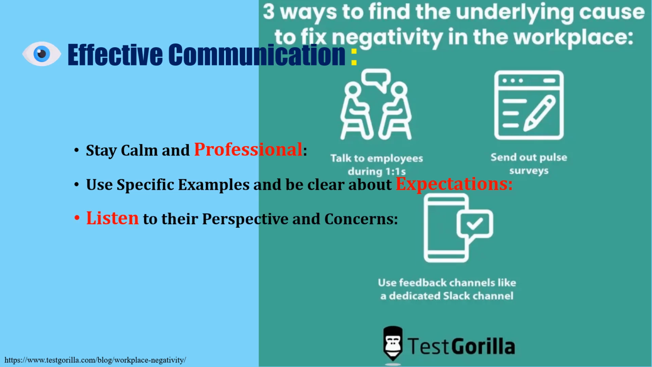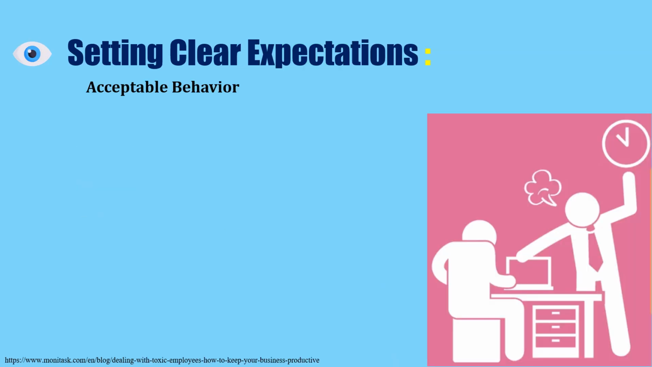During his feedback meeting, his supervisor stayed calm and professional, provided specific instances of missed deadlines, and clearly outlined the expectations for improvement. Setting clear expectations for acceptable behavior: outline the company's code of conduct, ensure all employees understand the behavior standards expected of them. Set clear, measurable performance goals; provide specific, attainable targets for employees to aim for.